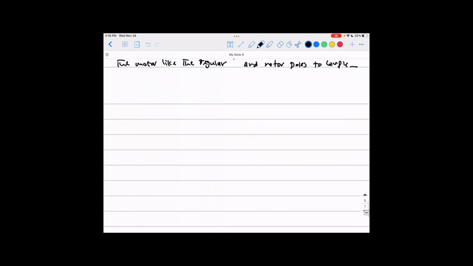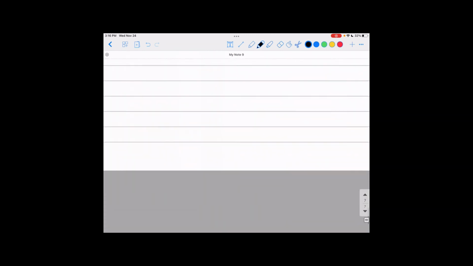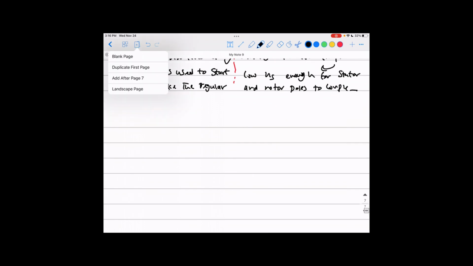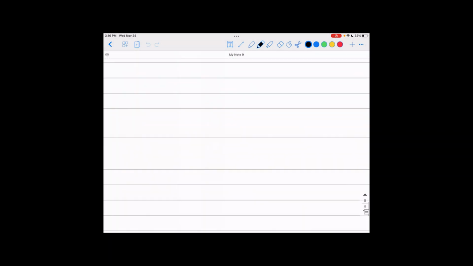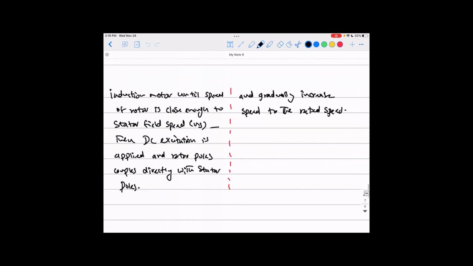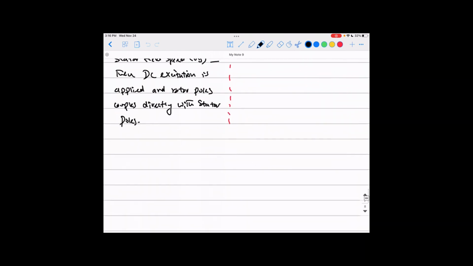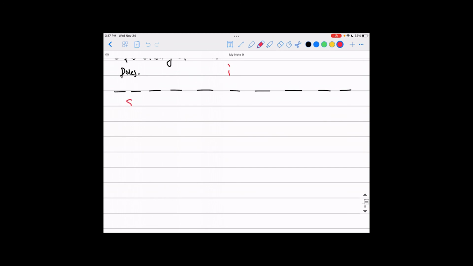But what about our own induction motor? And why is this thing a bit different? Now I am going to talk about the starting of three-phase induction motors.